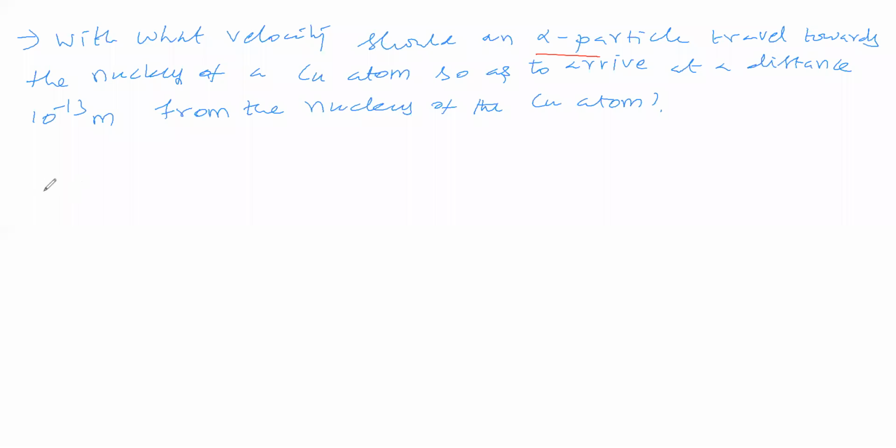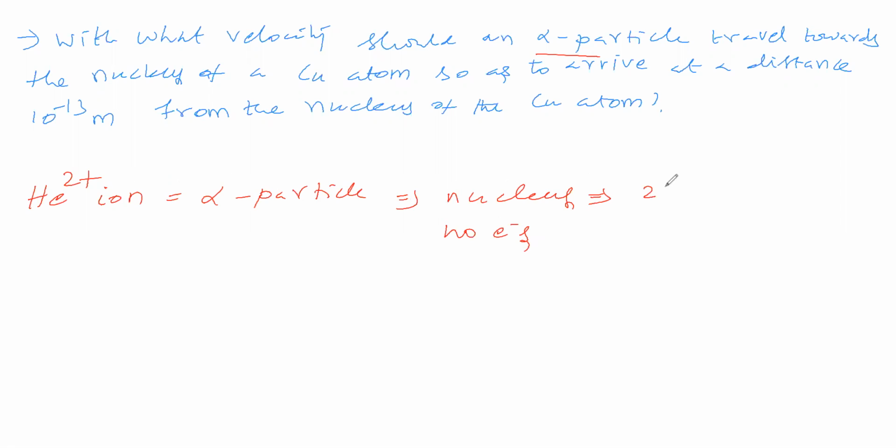Now we will take the alpha particle. Alpha particle is He2 plus. He2 plus ion is called alpha particle. It has only the nucleus, no electrons. In this nucleus, 2 protons and 2 neutrons are present. Now, the copper atom: in the copper atom, we have to take the nucleus. This alpha particle is moving with a certain velocity.